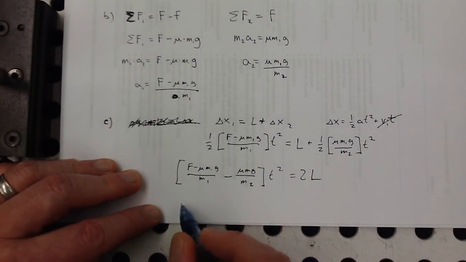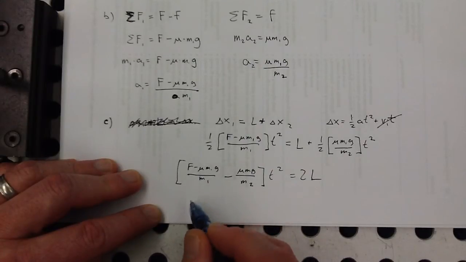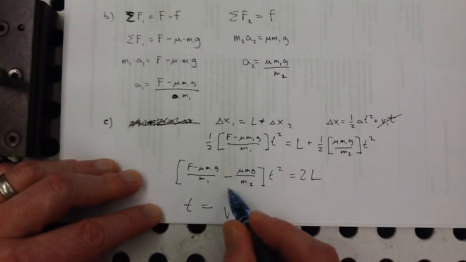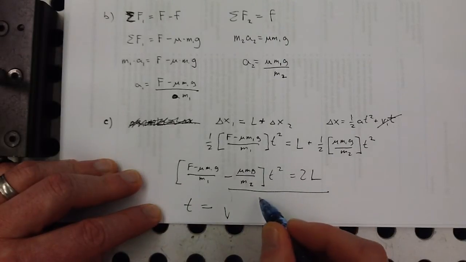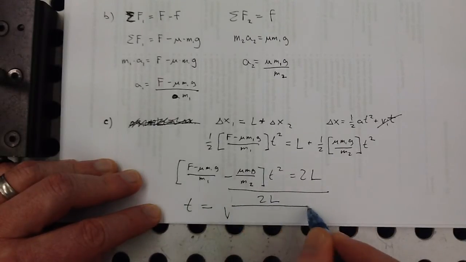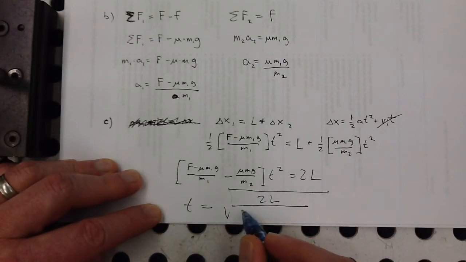And then t would be equal to the square root of 2L over this mess. And there's nothing really you can do to clean that up. So this is an ugly looking expression.